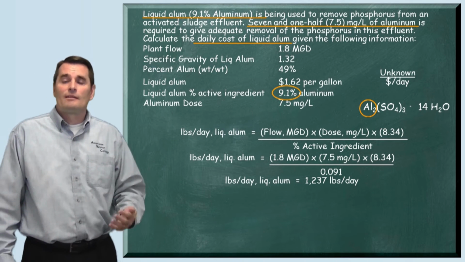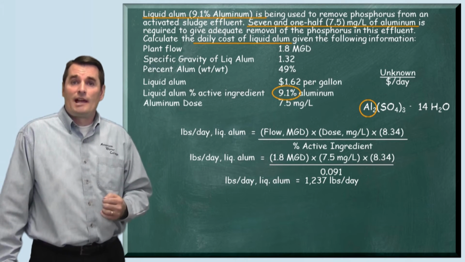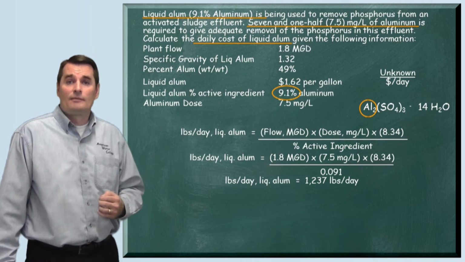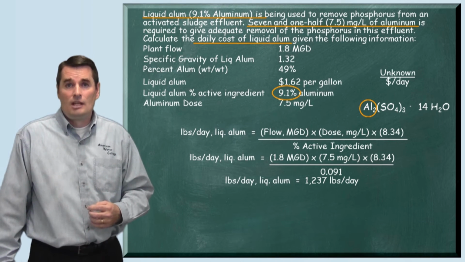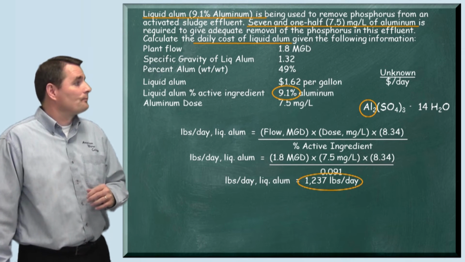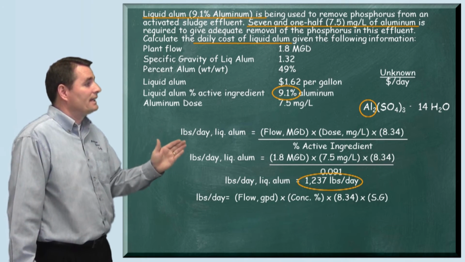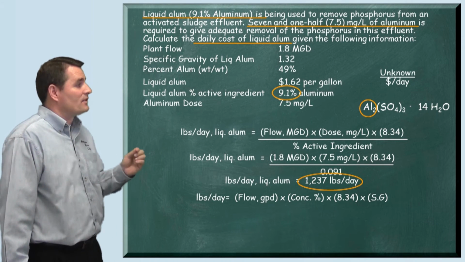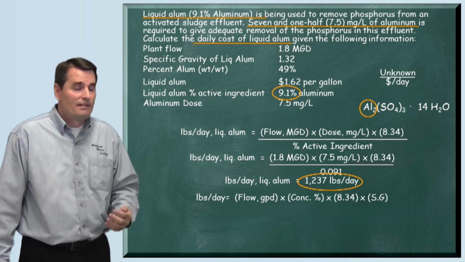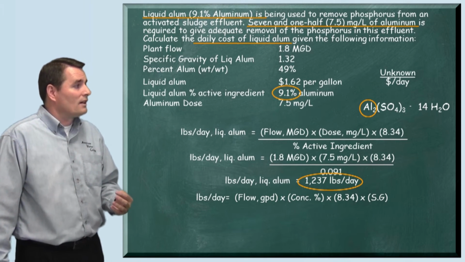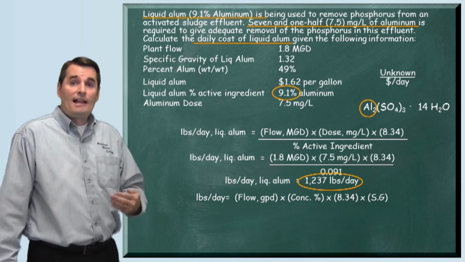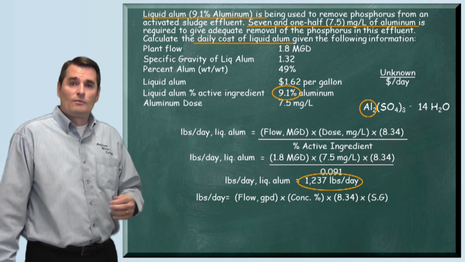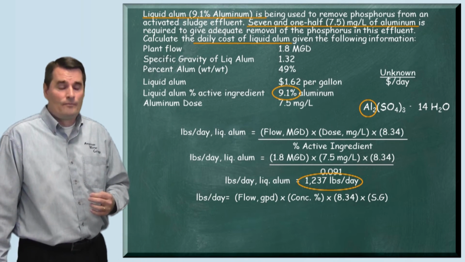Well, now we can plug this number back into a variation of the pounds formula again to solve for how many gallons of that stock alum solution we're actually dosing. So the formula that we're going to use is pounds per day equals your flow in gallons per day times the concentration in percent times 8.34. And in this case, since we're dealing with this alum, which weighs more than a gallon of water, we take into account the specific gravity, which in this case is 1.32.